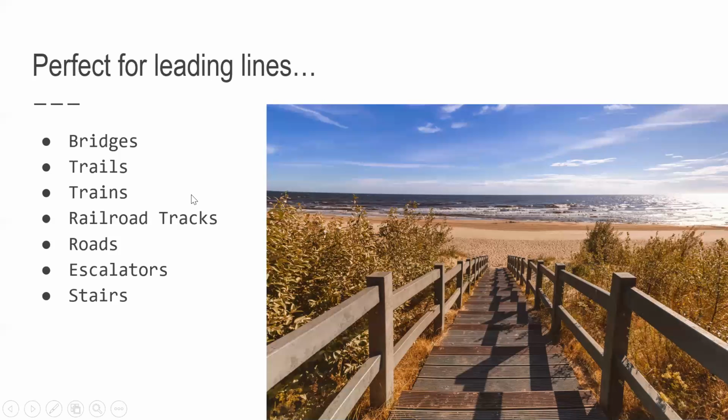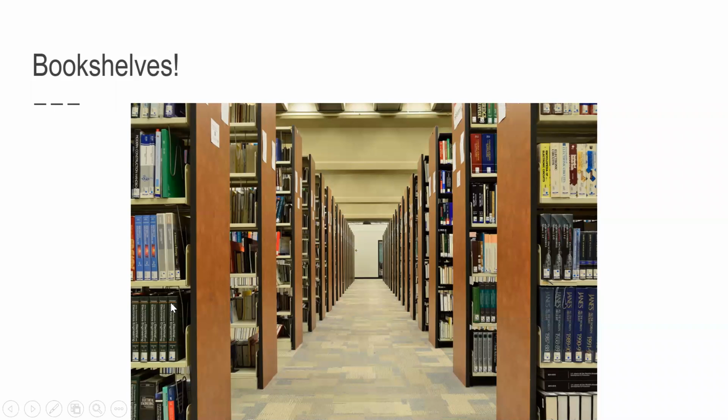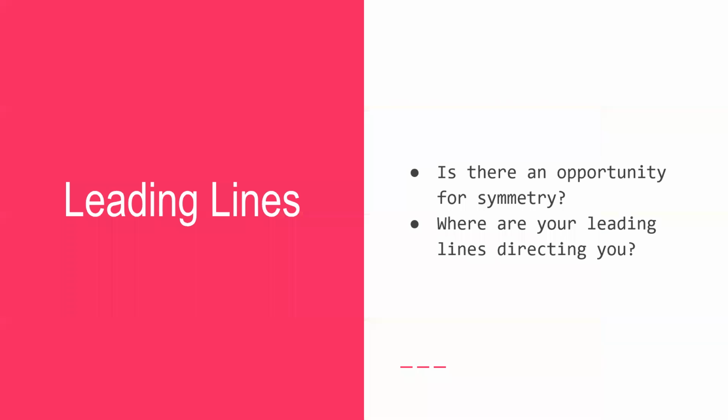All right. And then, of course, my favorite leading lines are going to be bookshelves. Of course, I'm biased because I'm a librarian, but just another example of some opportunities to practice leading lines. So when you're out and about taking pictures, look for those opportunities for symmetry, and then ask yourself, where are those lines directing me? Where does it want me to go? Where am I being pulled into this scene? So just a couple other things to think about for leading lines. Questions about that?